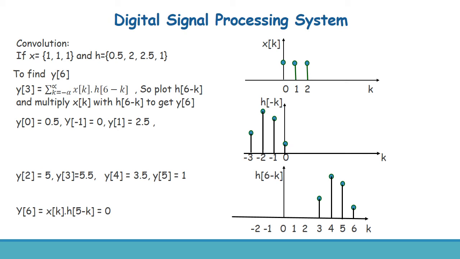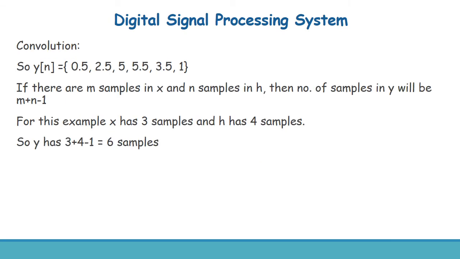So how many samples have we got? Starting from 0, at 0 we have a sample, at 1 we have a sample, at 2, at 3, at 4, and at 5 we have a sample. Before y of 0 it's all zeros, and after y of 5 it's all zeros. So you only have 6 samples. So y of n is equal to, starting from 0, 0.5, 2.5, 5, 5.5, 3.5 and 1.